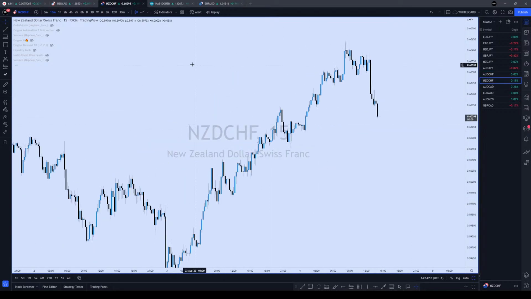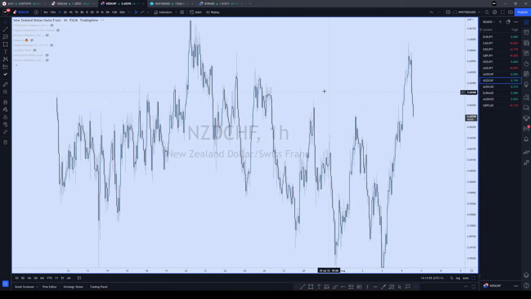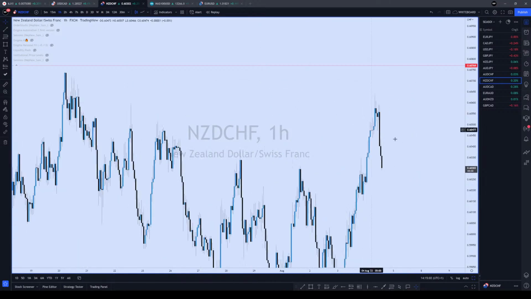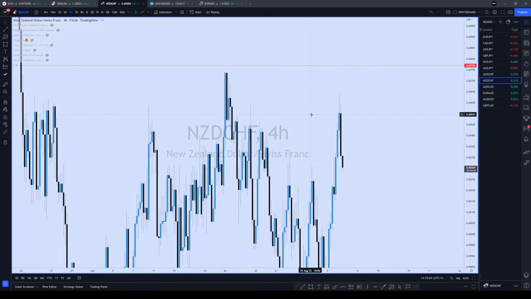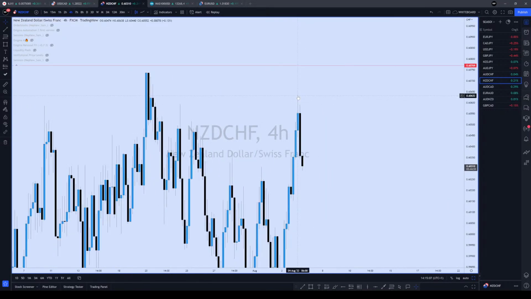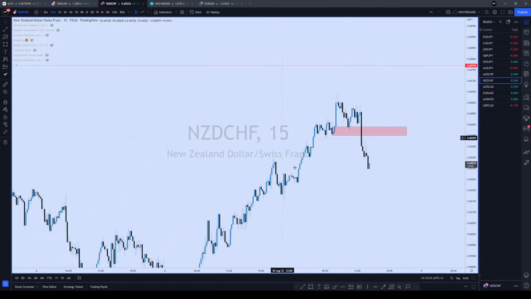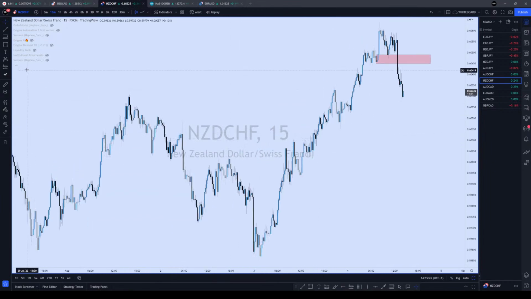New Zealand Swiss, same thing. It didn't take out the high as I was indicating yesterday, so same narrative. We have this high, 1 2 3, gone below this low, 15 minutes imbalance in here, breaker. If you retrace back to that, that can be a potential sell with a stop above that, looking for this breaker as a target.